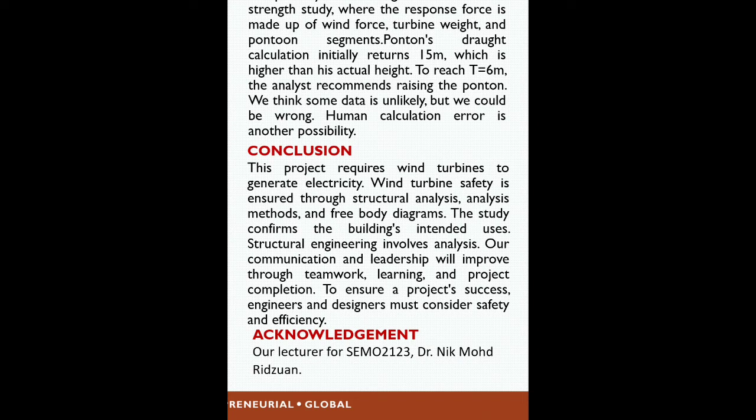To conclude this presentation, for the purpose of generating electricity, this project requires wind turbines. Structural analysis, analytical methods, and free body diagrams are utilized to guarantee the integrity and the safety of wind turbines. The analysis substantiates the proposed functions of the structure. Analysis is a crucial part of structural engineering. Through working together as a team, gaining new knowledge, and completing the project, we will strengthen our ability to communicate and lead. Engineers and designers need to keep both efficiency and safety in mind when working on a project in order to ensure its success.